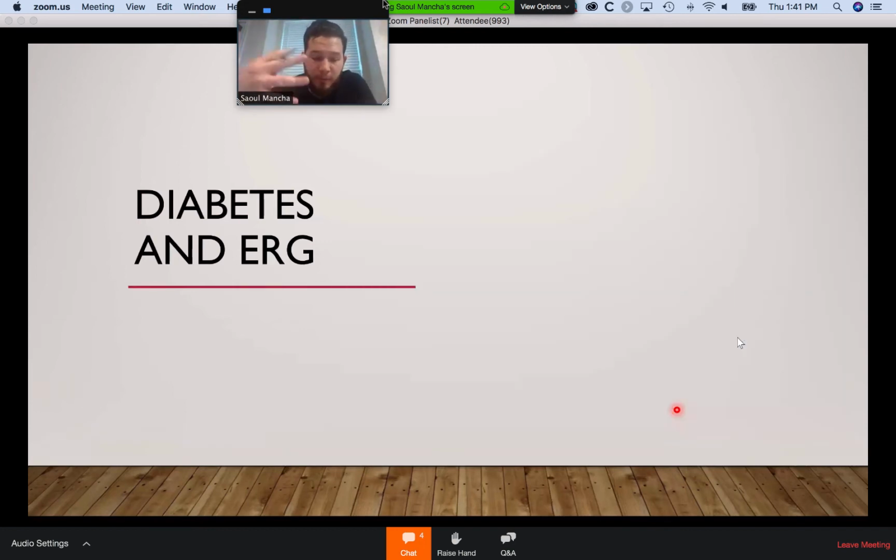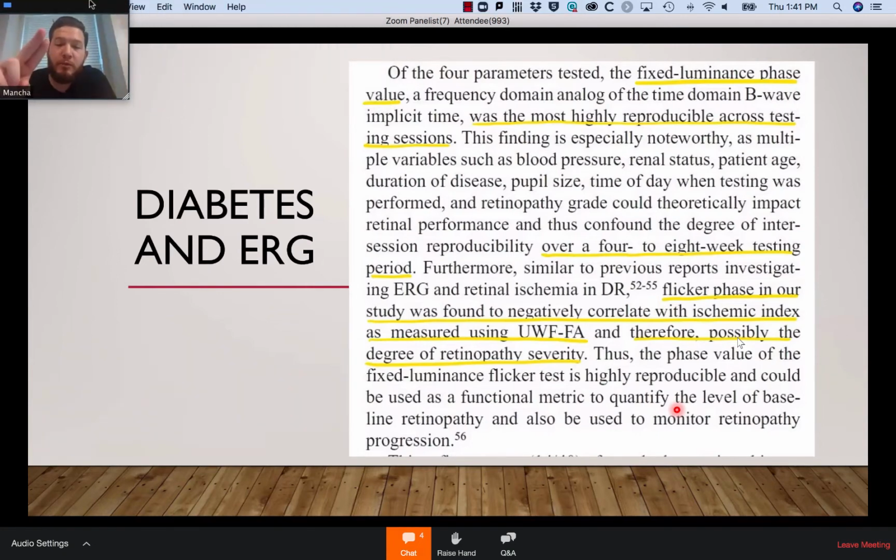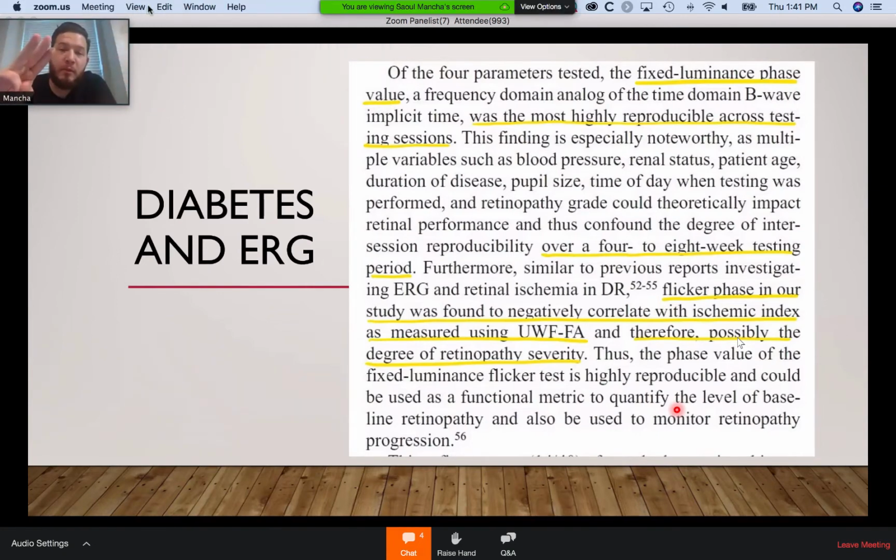So there were 4 parameters that the study was looking at. One was the magnitude for both the fixed luminance and the multiluminance, and then there was the amplitude for the multiluminance and the fixed luminance electroretinograms. What they concluded was that at the end of the study, the fixed luminance phase value had the highest reproducibility between the test sessions. Again, these were tested every week or so over a 4 to 8 week testing period, right?